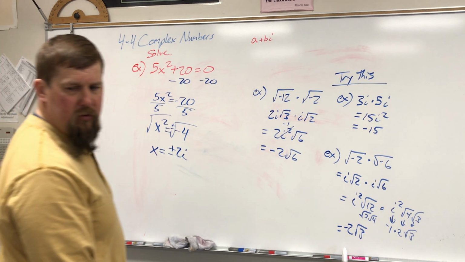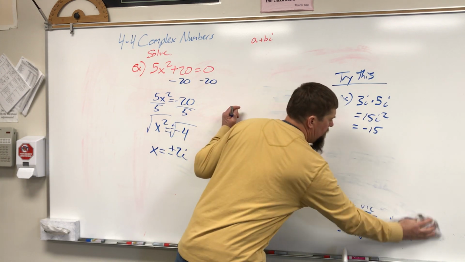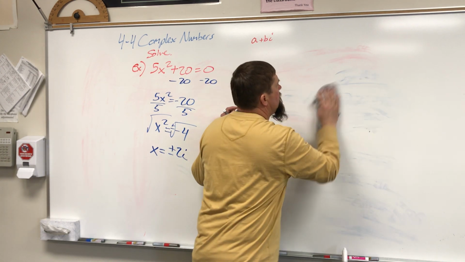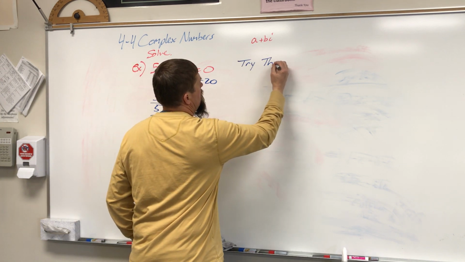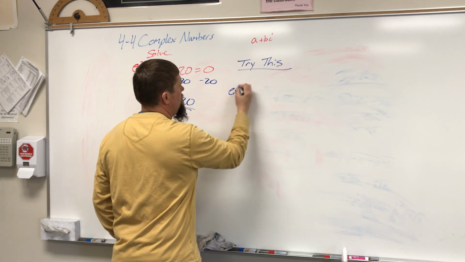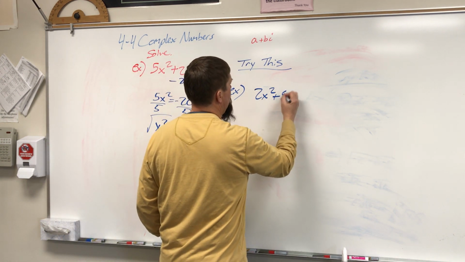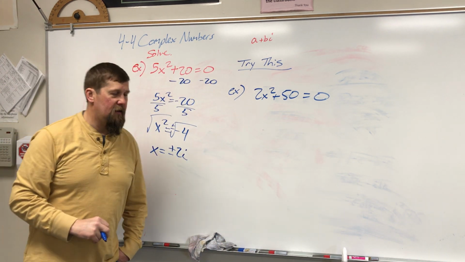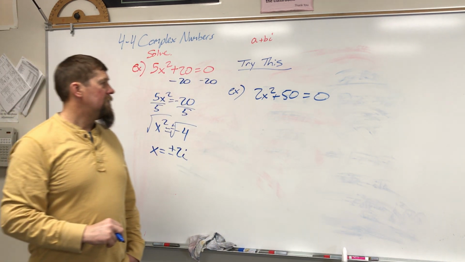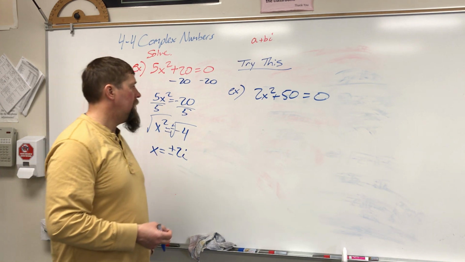Okay, I'm going to have you try this one. Okay, so here's a try this problem. Example, 2x squared plus 50 equals 0. Go ahead and try this, solve it, pause your computer, so I will go over it here in a minute.